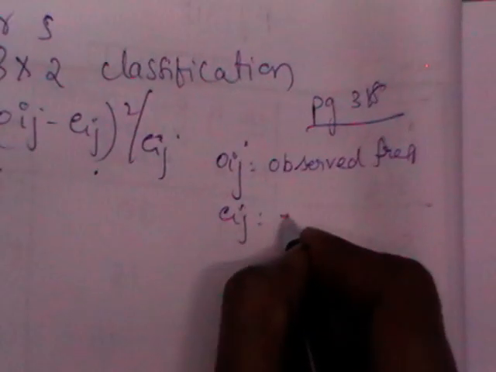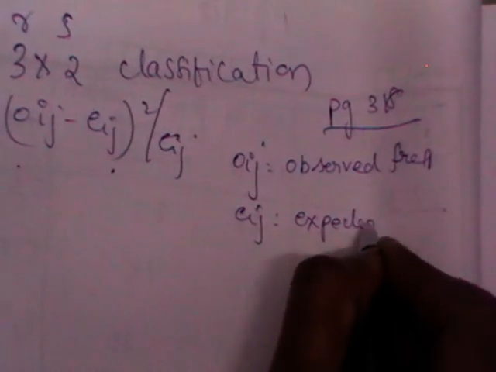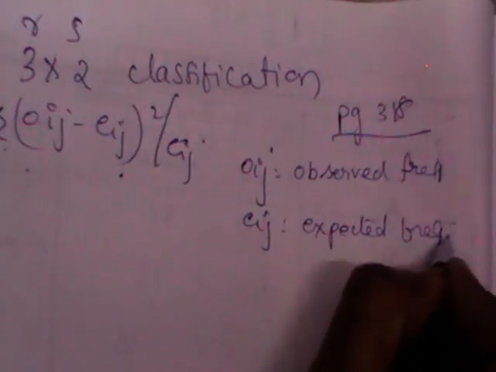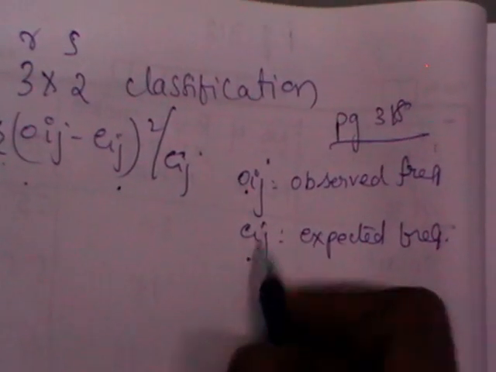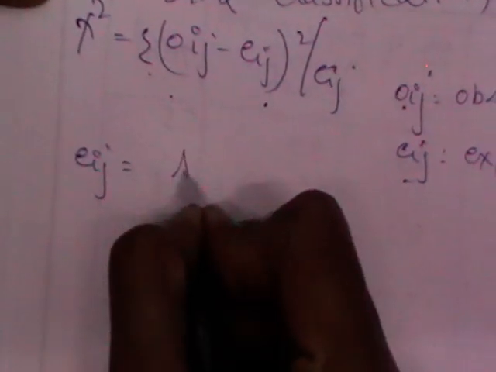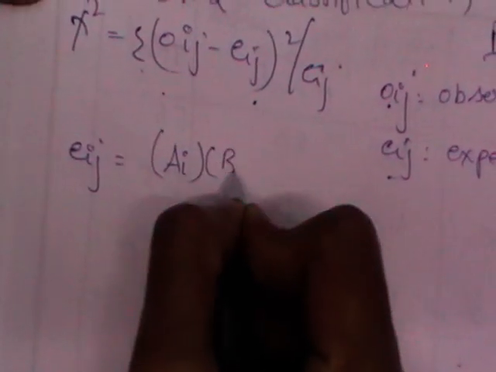EIJs are called expected frequencies. That is, given frequencies are called OIJs, and EIJs are to be calculated. The formula for EIJ is nothing but AI into BJ by N. So I'll tell you how to calculate this.